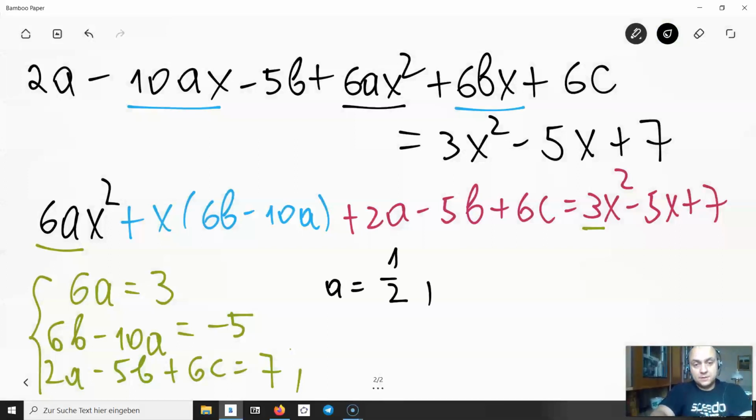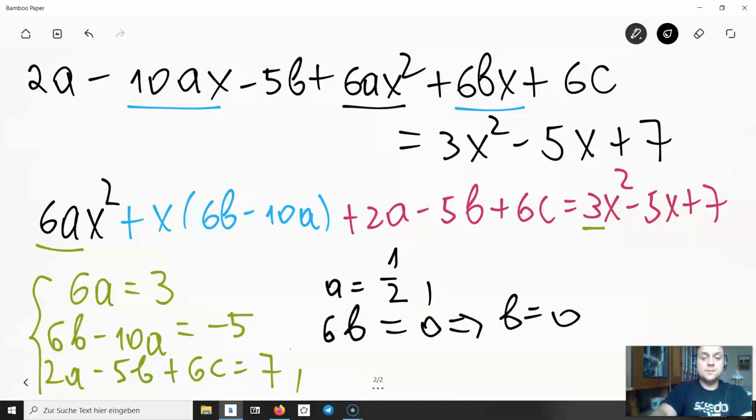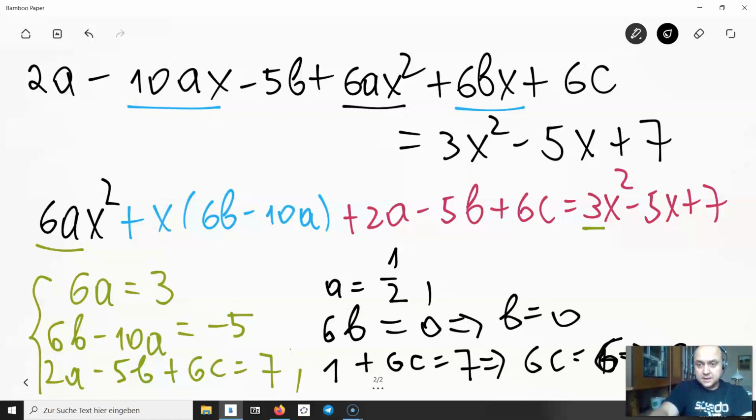Knowing this, we substitute the value of a, which is a half, into the second equation. So we're going to have 6b. Now look at this, minus 10a, minus 10 times a half is minus 5. On the right-hand side, we have minus 5 as well. So 6b is equal to 0. That means that b is equal to 0. And now we have 2a, which is 2 times a half, which is 1. b was 0, plus 6c equals 7. We bring 1 to the right-hand side. We get 6c equals 6, sorry. And that means c is equal to 1.